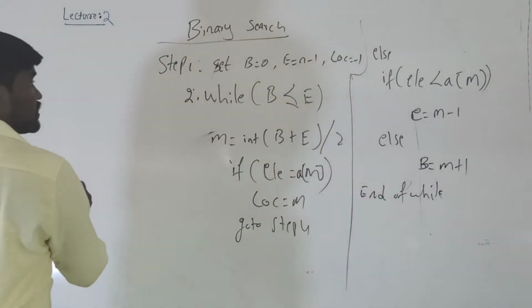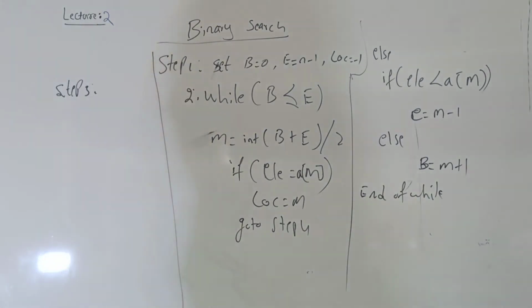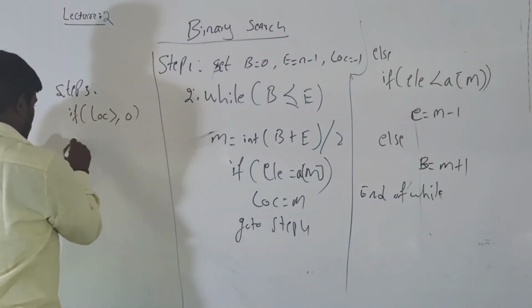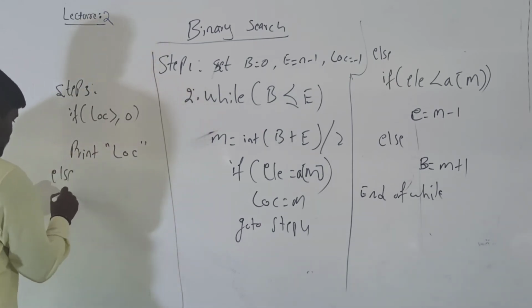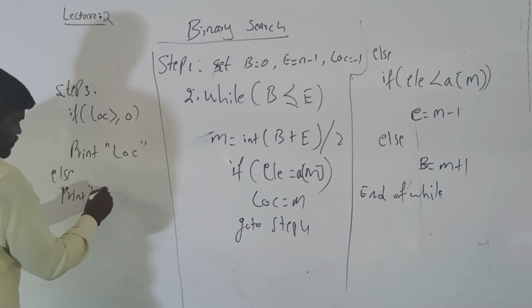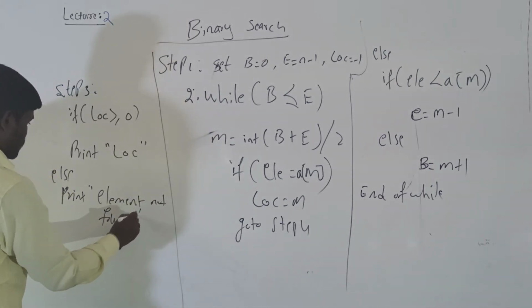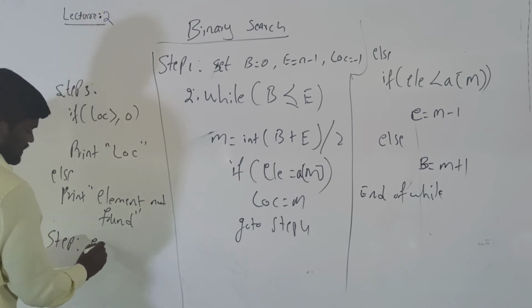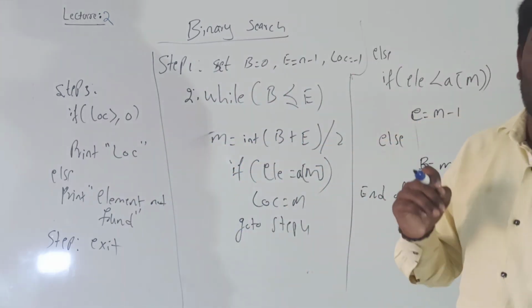Next, step 3. If location is greater than or equal to 0, print location, else print element not found. Step 4, exit. So this is the algorithm, and this algorithm is very important for the examination.